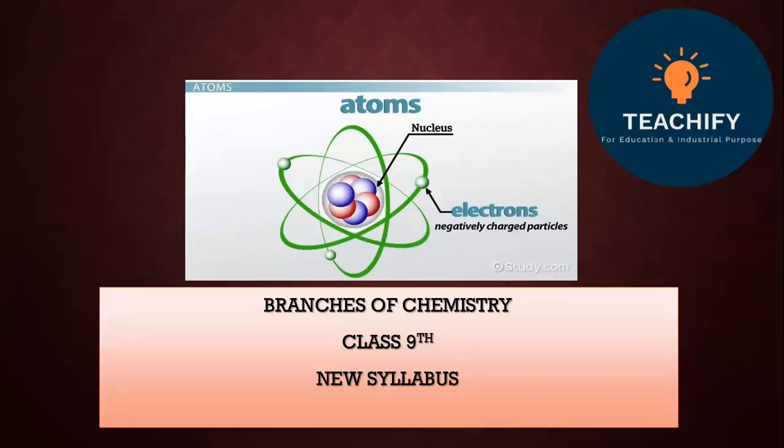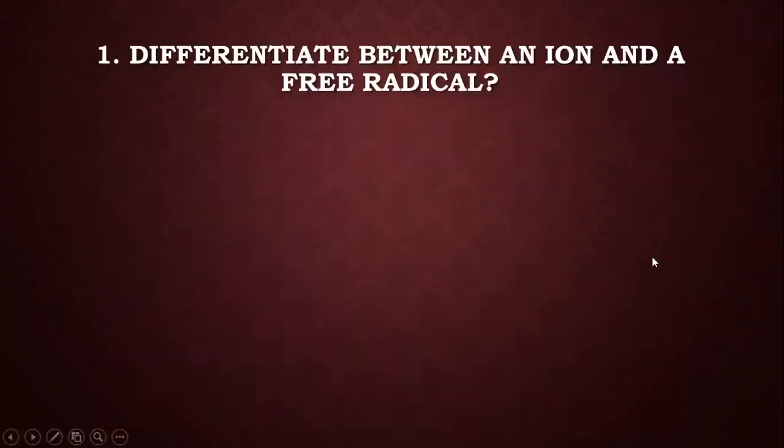Today's lecture we cover the branches of chemistry, class 9th, according to the new syllabus. I am covering all the important questions and all the questions related to the examination. So first question is: differentiate between an ion and a free radical.